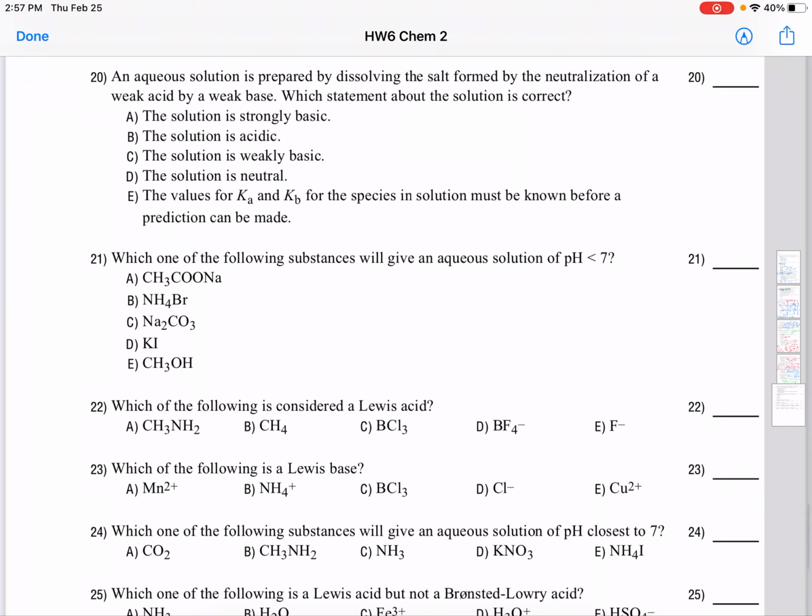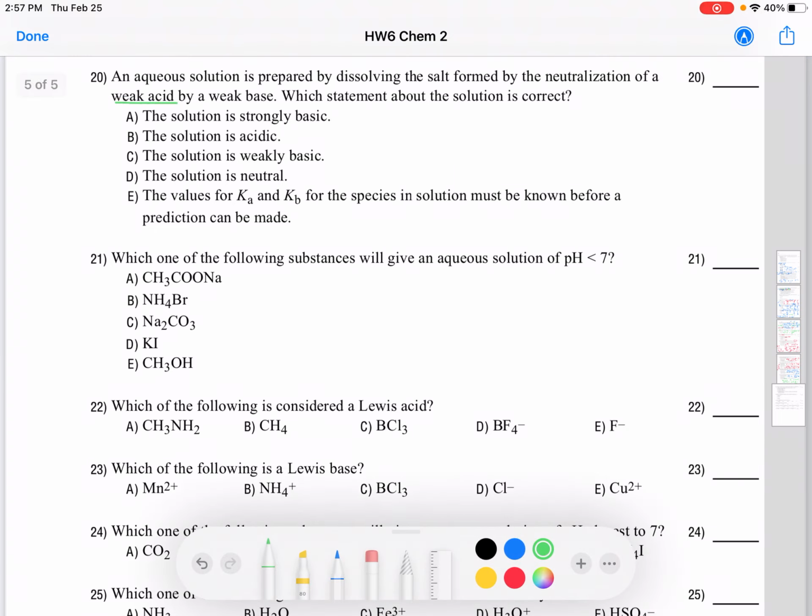Question 20. An aqueous solution is prepared by dissolving the salt formed by the neutralization of a weak acid and a weak base. Which statement about the solution is correct? Now we have a salt. It is made by a weak acid and a weak base combination. So we need to find out whether the solution is acidic, basic or neutral. So what's the correct answer?